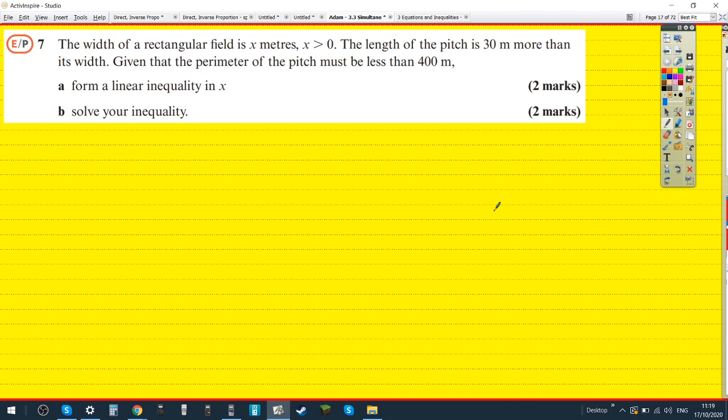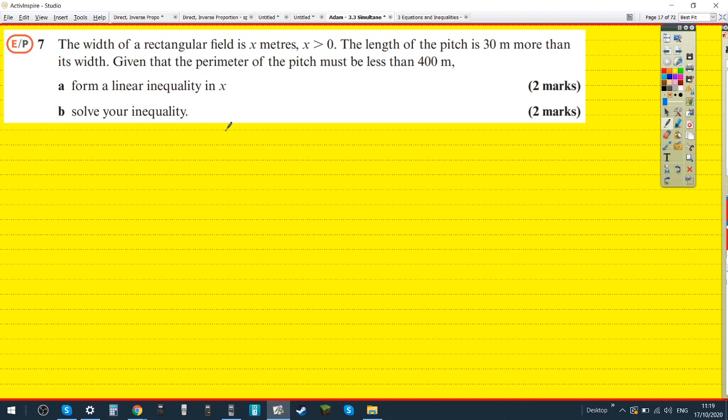X is greater than 0. Given the perimeter of the base must be less than 400. So we know the length. Wait, we don't know the length. The length is 30 more than the width. Yeah. And the width is x.